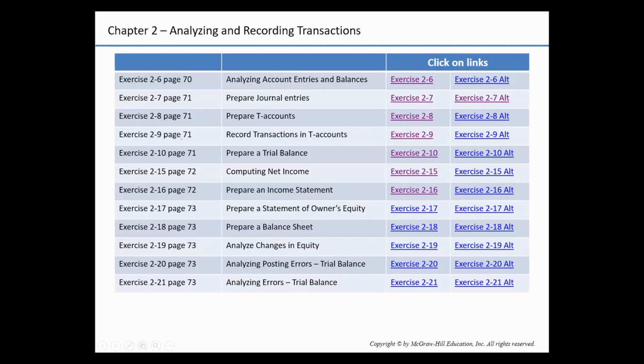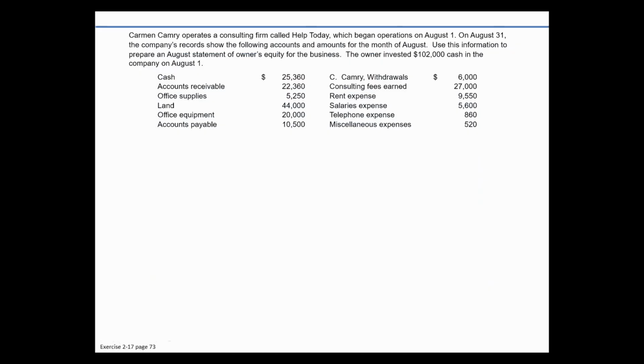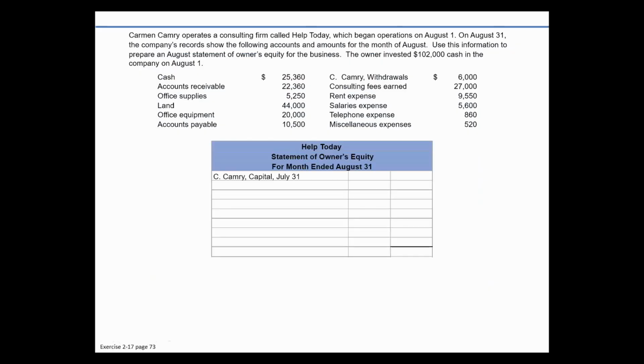And so the next one we'll do is the statement of owner's equity then. So we have Camry Capital. So we see that we have to add the investment by owner and then the net income. So the investment by owner, we said, was $102,000. So we'll add that, and again, it goes over here on the right-hand side because that's a total. And then we have the withdrawals by owner of $6,000. It said that Carmen took out.